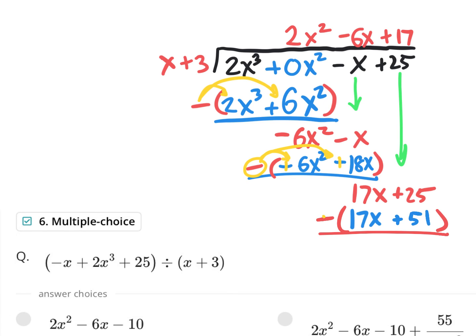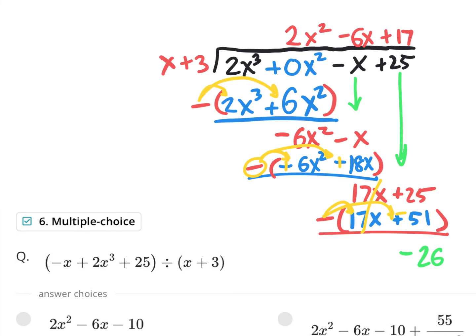So that would change that to a negative 17, which would cause it to cancel, and that would change this to a negative 51. So imagine that. You have a positive 25 and a negative 51. That will give you the remainder of negative 26.